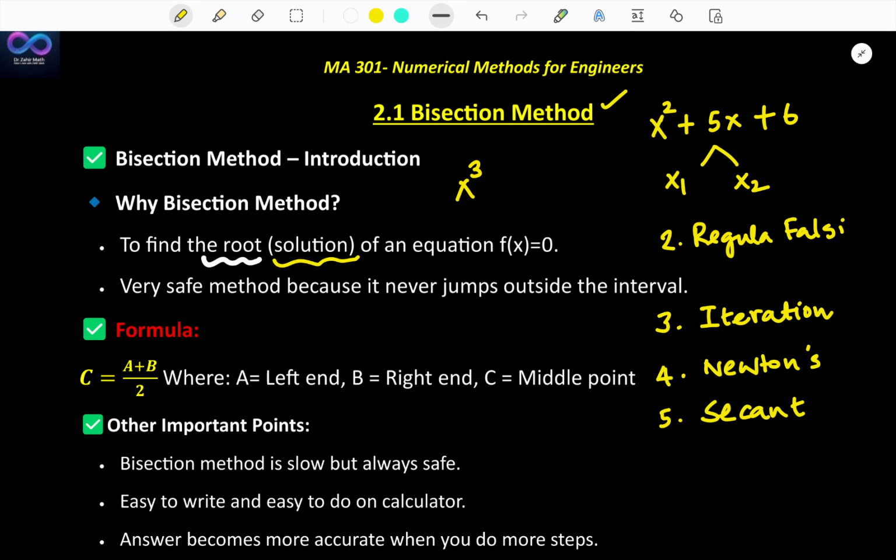This method is very safe. Why? Because the root never jumps outside the interval. What do you mean by interval, teacher? Suppose your root lies between 1 comma 2, and suppose your answer is 1.27. It means it never jumps out of the interval, because the root is totally packed between these two numbers. How do I know the root lies between 1 and 2? Let me tell you one by one. Don't worry.